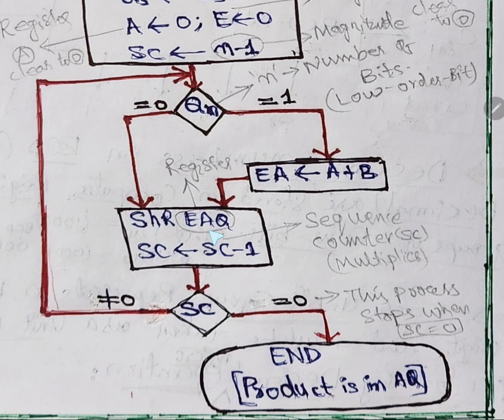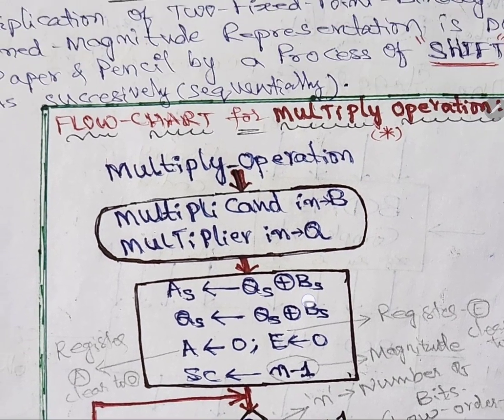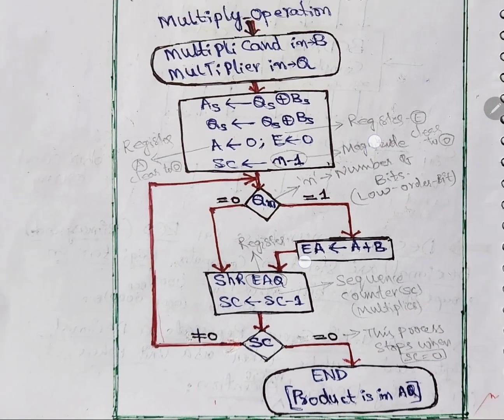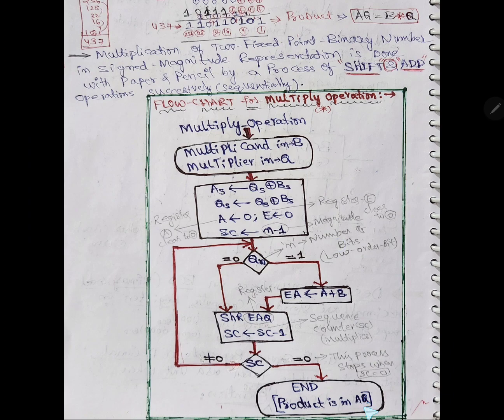Here shift right, EAQ is one more register, that will be shifted to right. See here, this will be shifted to right, this will be shifted to right, this will be shifted, this will be shifted, like that all operations will be done. So at the end the multiplication result will be in AQ, right? That's what we said in the starting. AQ.